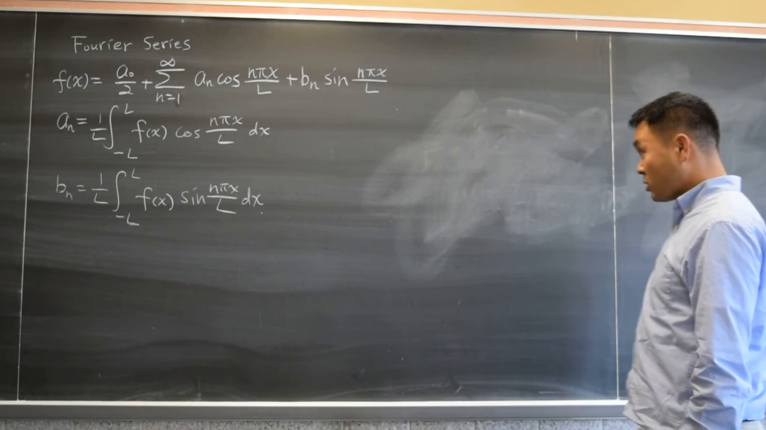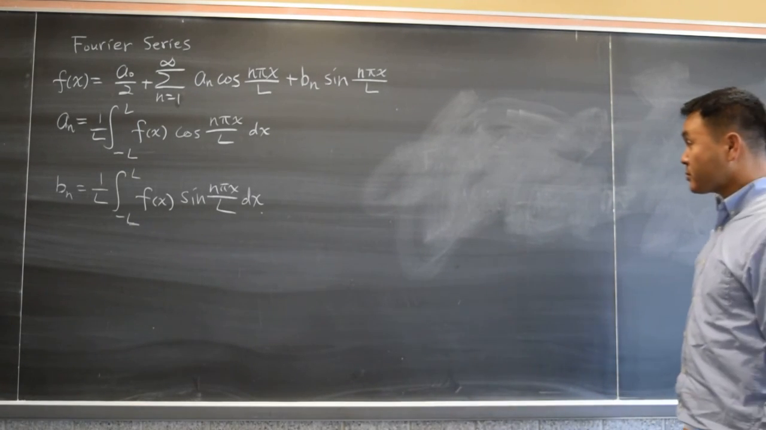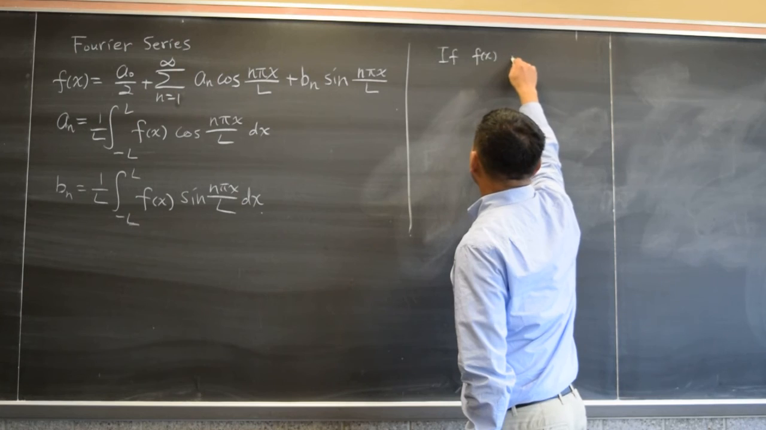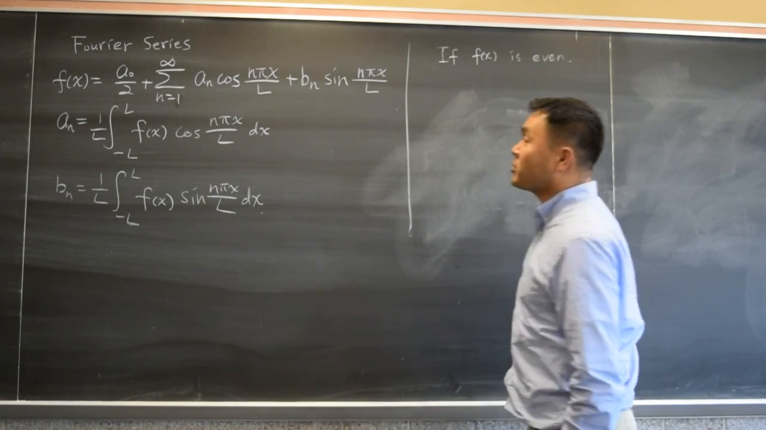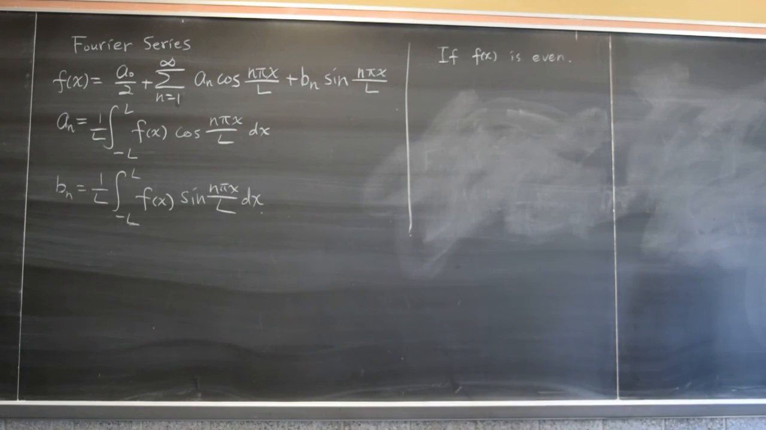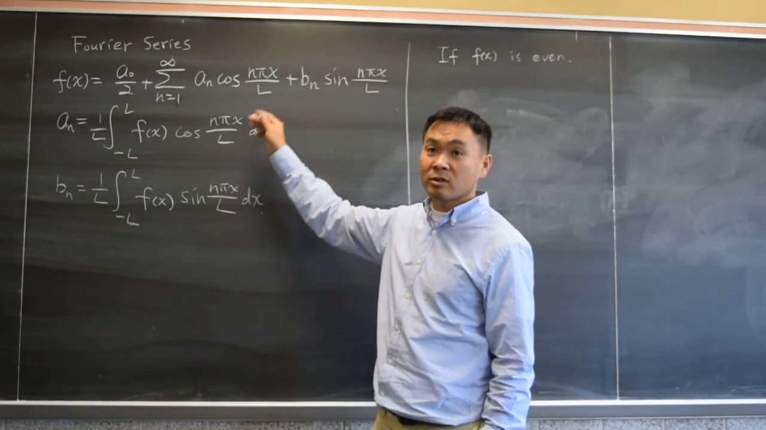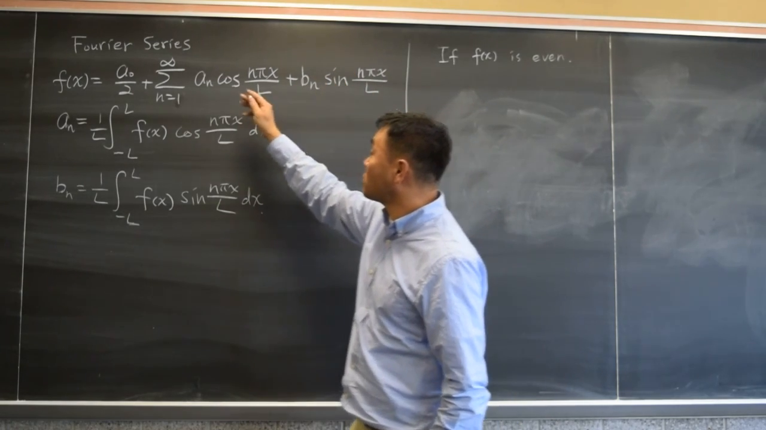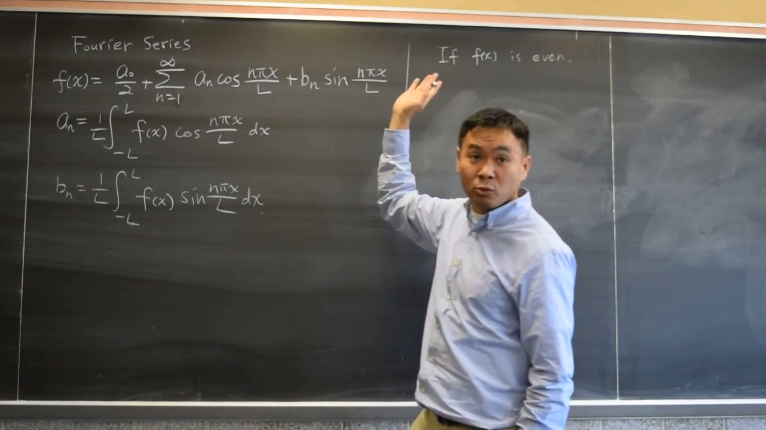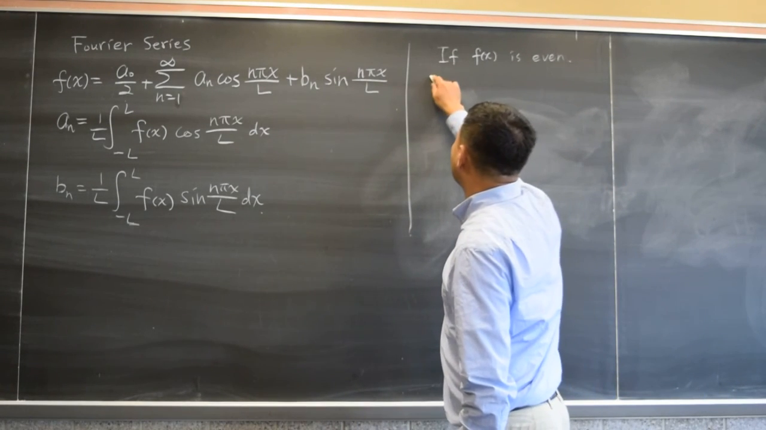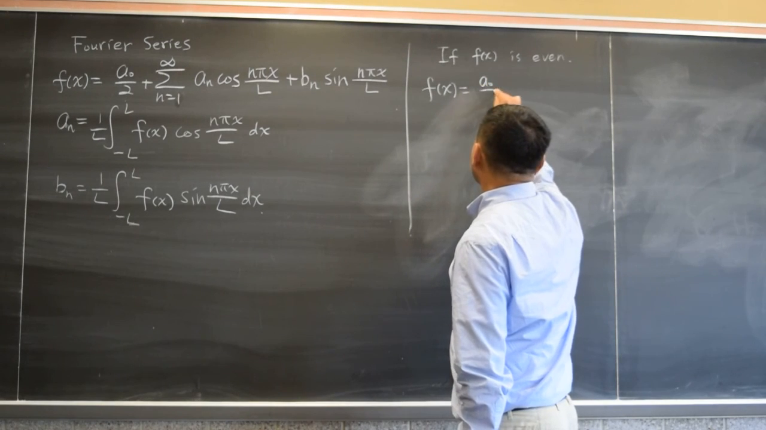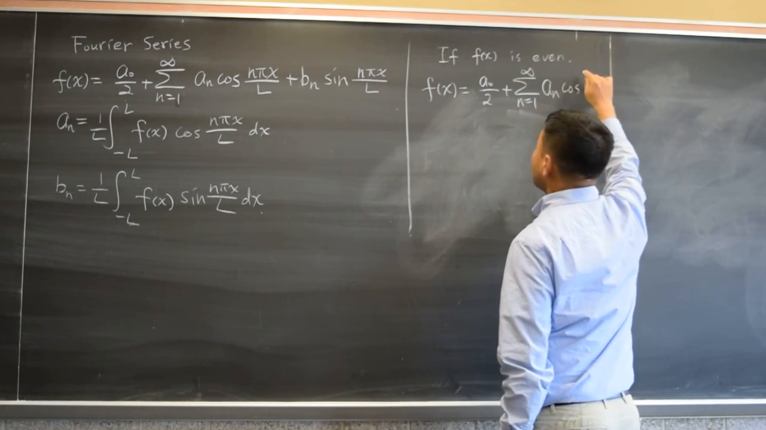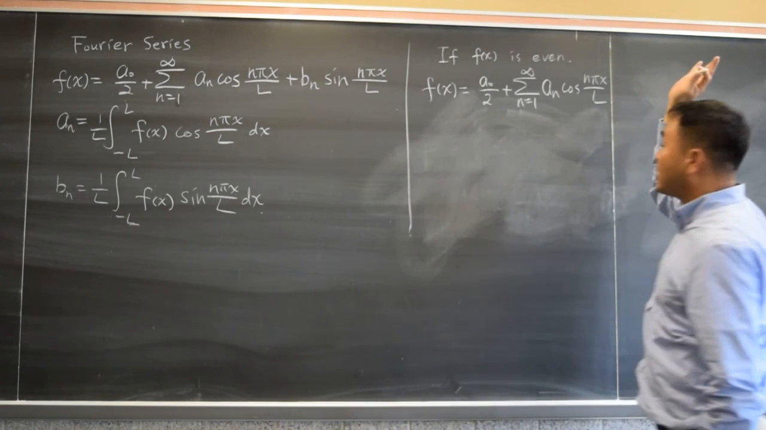Especially, what I want to point out is that if f of x is even, what would happen? If f of x is even, which of the integrals will become 0? bn will be 0, because the integrand for bn is an odd function, right? If it's an even function, the even functions will survive here, and the odd functions will go away. So in that case, we will have the function f of x as a0 over 2 plus sigma, n from 1 through infinity of an cosine n pi x over L only. That's it. There's no bn.